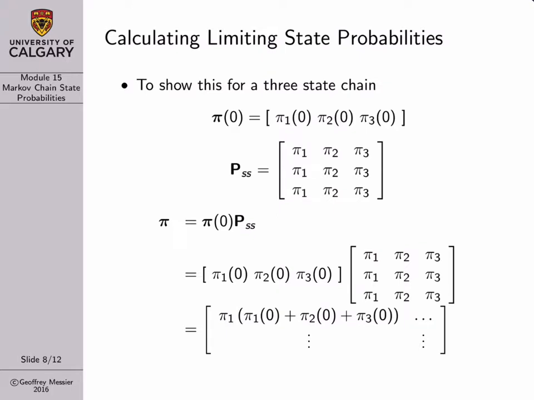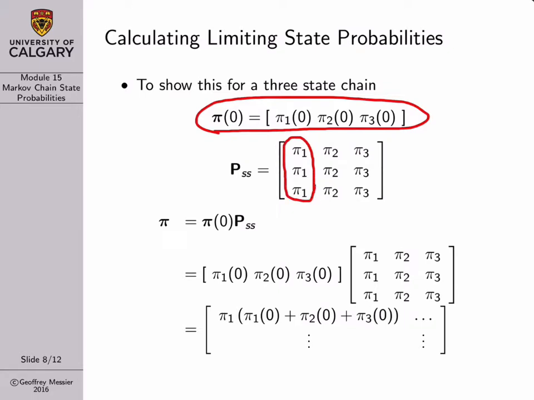So let's consider a 3-state Markov chain where we have a certain initial state vector, and our steady state probability matrix has 3 columns, and each column is equal to the limiting state probabilities. We argued on the last slide that the limiting state probability vector is equal to the initial state vector multiplied by the steady state probability matrix.